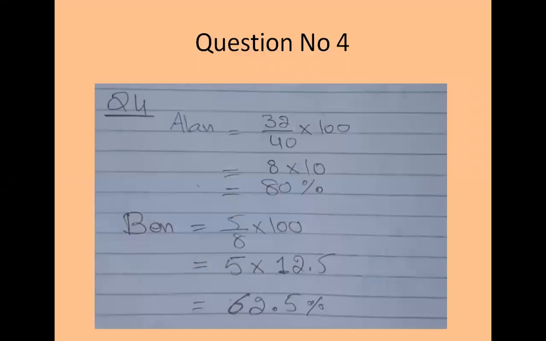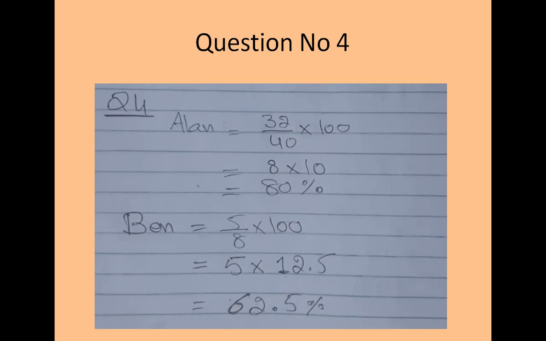So Alan got 32 out of 40. If you want to convert it into a percentage, you will write 32 by 40 multiplied by 100. So the 0s will be cancelled. 4 8s are 32, so 8 into 10, and that will be 80. So it means that Alan has got 80% marks.